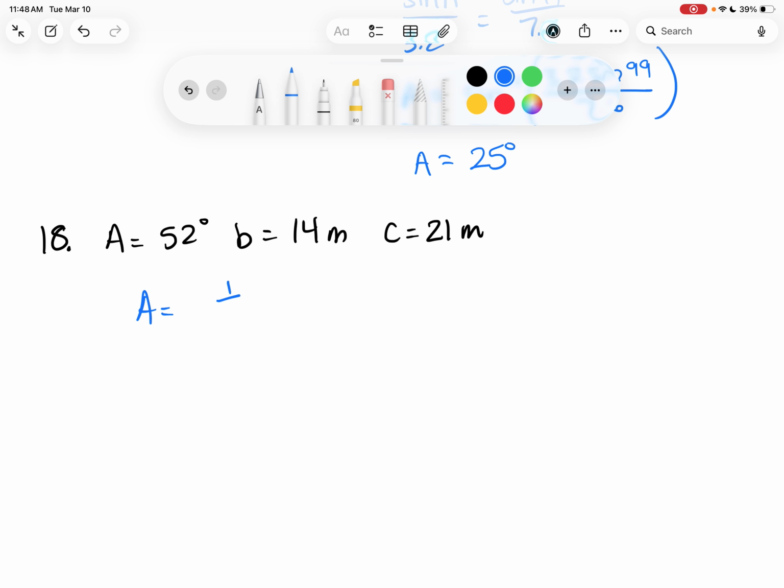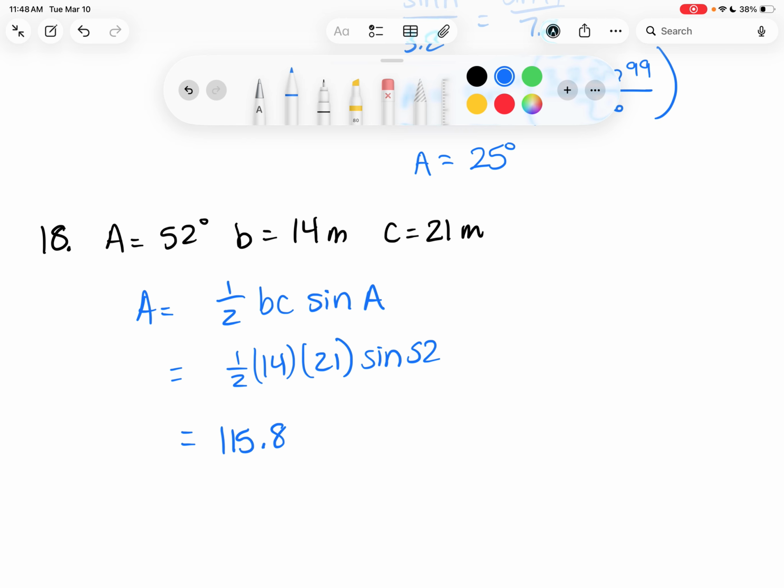Area is equal to 1/2 the 2 side lengths, whatever they are. So in our case, BC, and then sine of the angle. So in our case, sine of A. So I've got 1/2 times 14 times 21 times the sine of 52. That's 115.84. So we'll just say 115.8. Meters. Meters what? Squared. Squared for area, and that would be our answer.